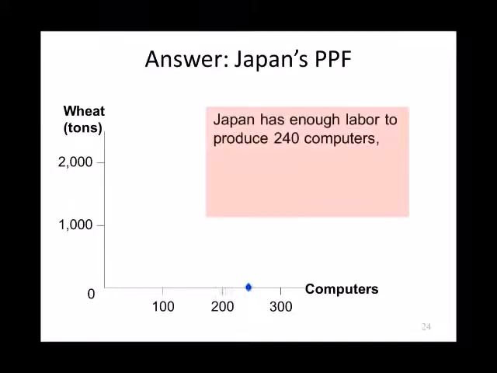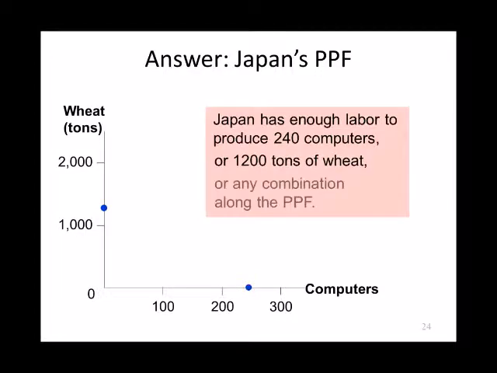So here we have Japan. Japan has enough labor to produce 240 computers, or 1,200 tons of wheat, or any combination in between. So your production possibilities curve for Japan should look something like this.